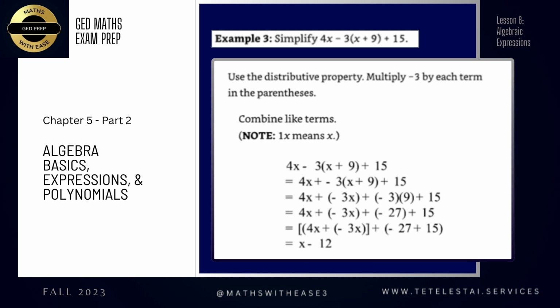And then you want to group your terms. So we have 4x from this step, and by multiplying negative 3 by x, we have negative 3x. Those are our first pair of like terms. And then we are left over with whole numbers, a negative 27, which we got from negative 3 times 9, and 15, which comes from this term right here. So 4x plus negative 3x is simply just x. And then negative 27 plus 15 is negative 12. So our answer is x minus 12.